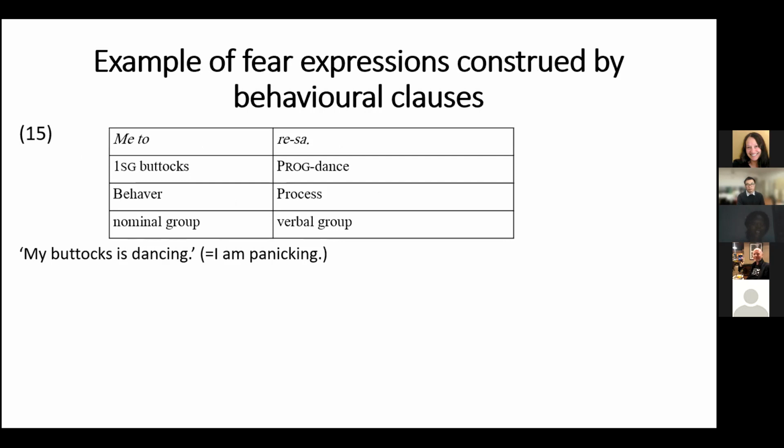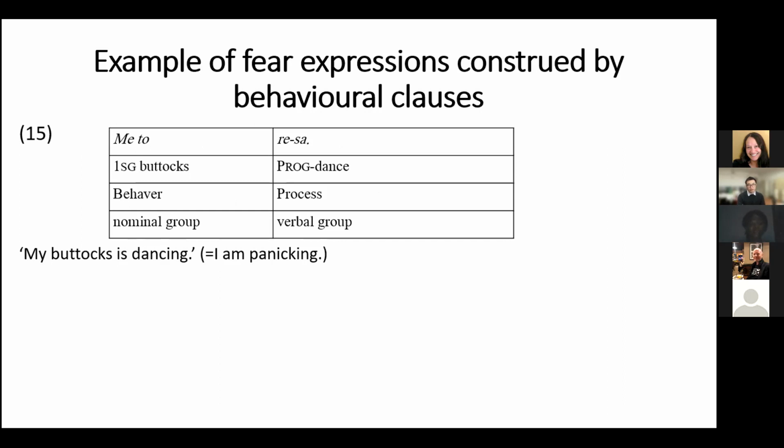So there's an example, metoresa. Meto is buttocks, first person singular buttocks, a possessive construction. And then the verb is resa, the progressive form of dance. So: my buttocks is dancing.